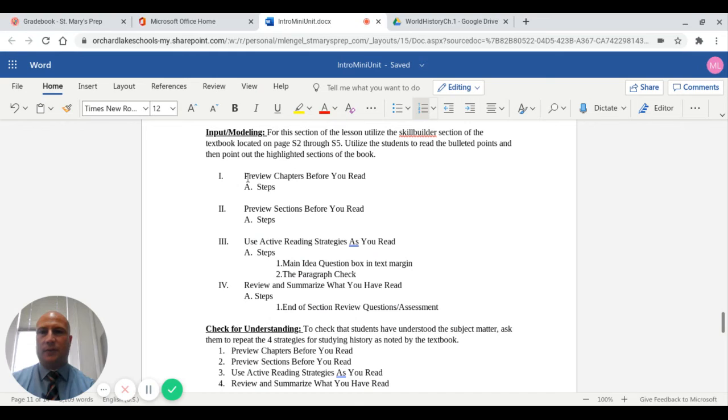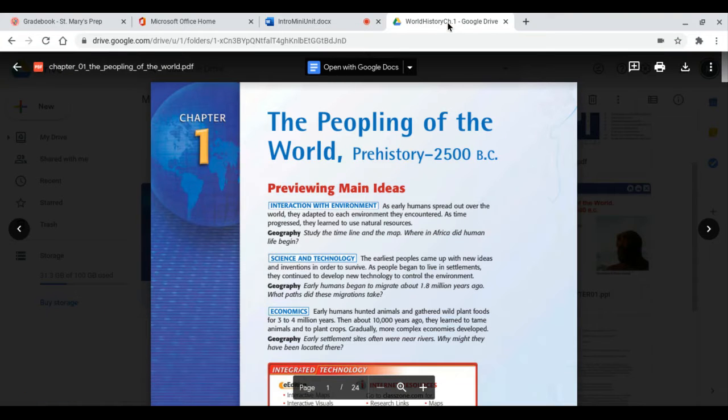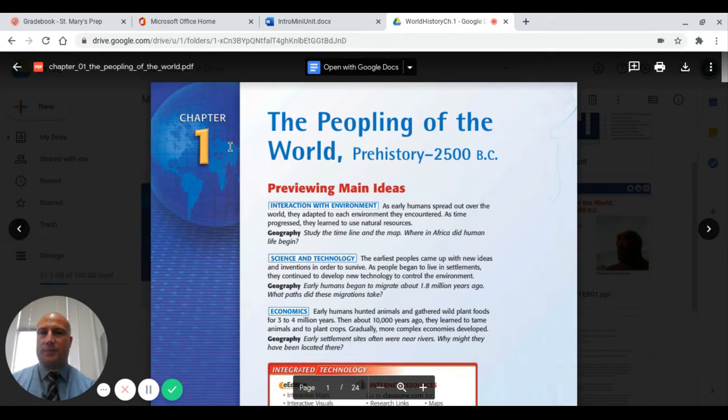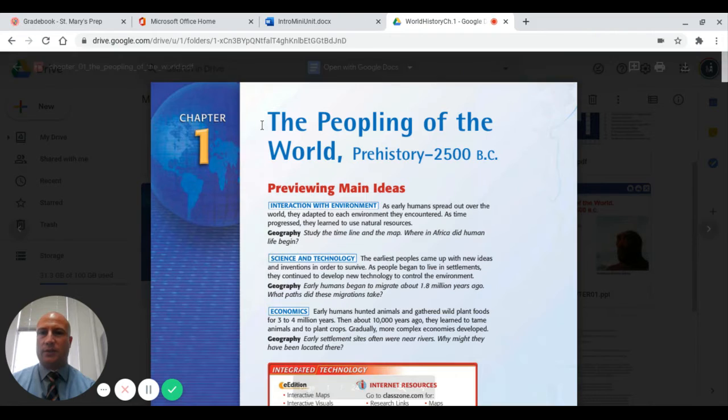So let's begin. The first Roman numeral here, the first main idea when we're working on reading for history, is to preview the chapters before you actually read the text. Now there's about 4 steps that I'd like to go over with this section. So I'm going to refer to the text now. When I say to preview the chapter, this is chapter 1. This is the chapter 1 opening page.